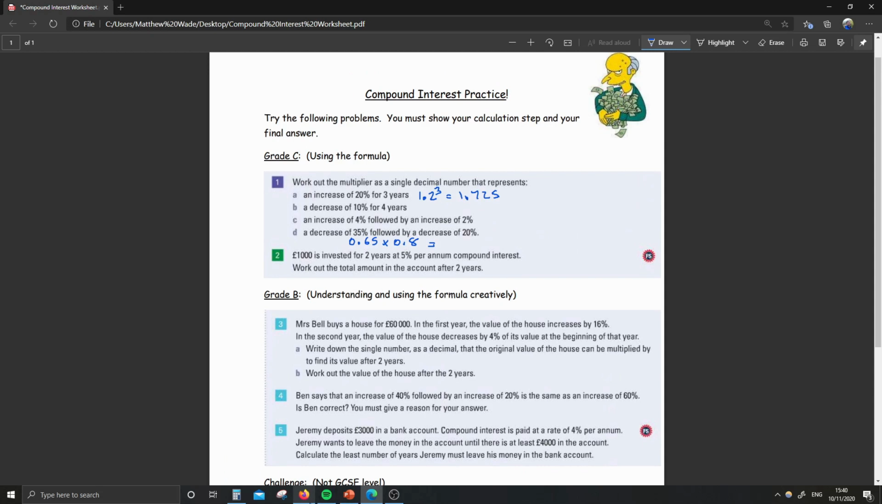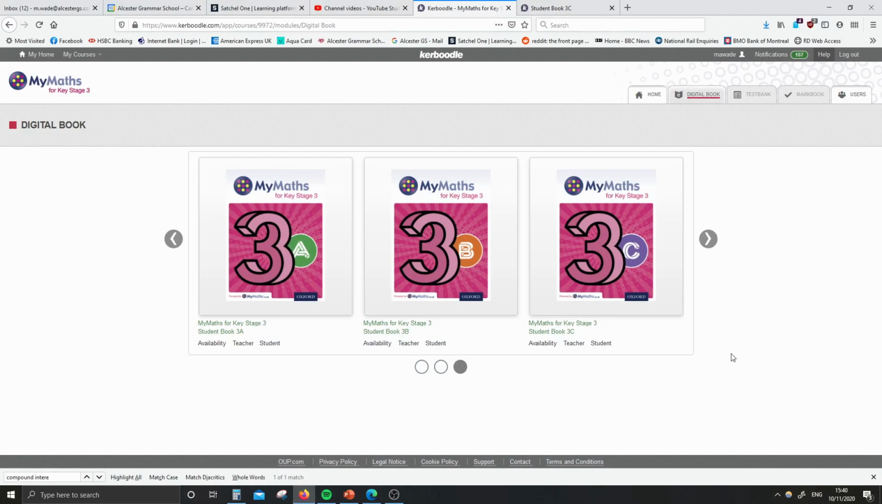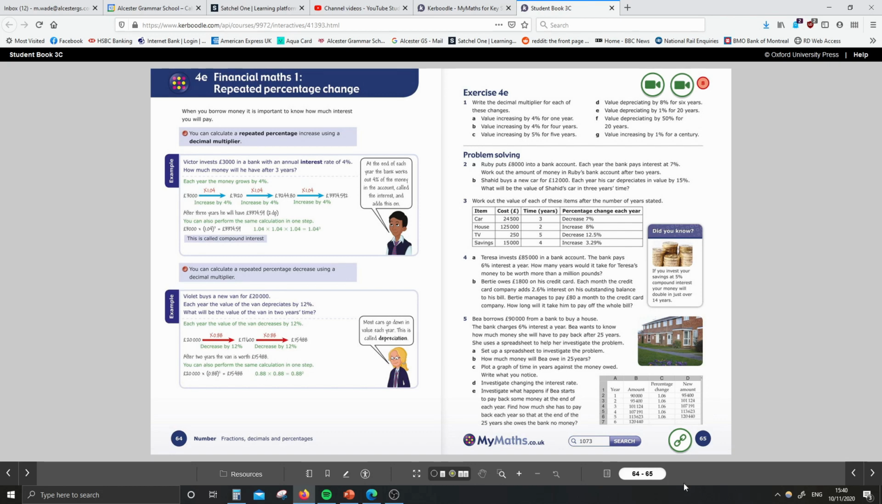As soon as you finish with that, buddies, I want you to go on to your Kerboodle, your online textbook, so book 3C in Kerboodle, and once you've got that done, on to page 65, okay? All of these questions, 1 to 5. Now if you still have time at the end because you're really slick at this, then you can just play the My Maths game till the end of the lesson.